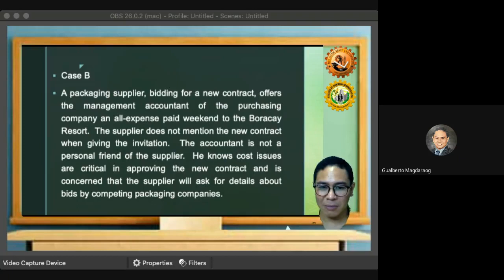So ang ginawa nung isang supplier, binigyan siya ng gift. Sabi niya, bigyan kita ng all expense paid weekend to Boracay Resort. But upon giving the hospitality, or I mean the privilege, hindi naman nagsabi yung supplier na pwede bang magtanong tungkol dun sa cost. Wala naman siyang sinabing ganun. Okay, so basta binigay lang niya. So ikaw naman sa isip mo, hindi mo friend yung supplier na yun, nagulat ka na lang, binibigyan ka ng all expense paid to Boracay.